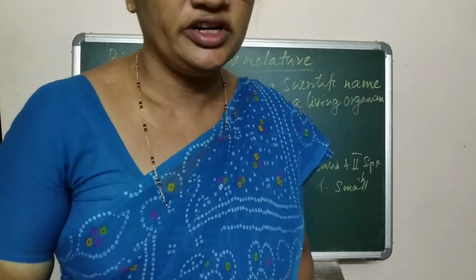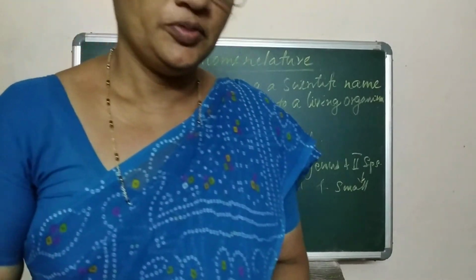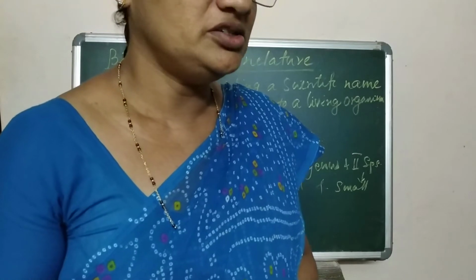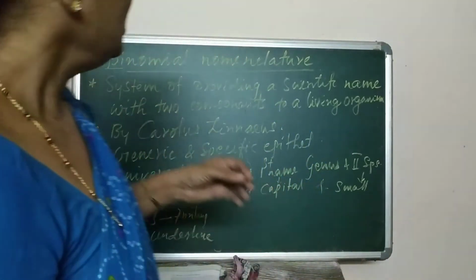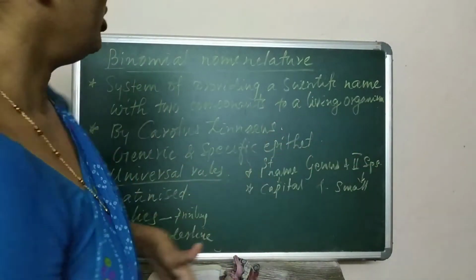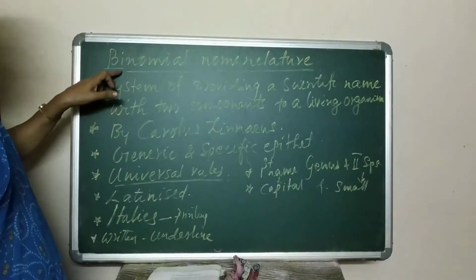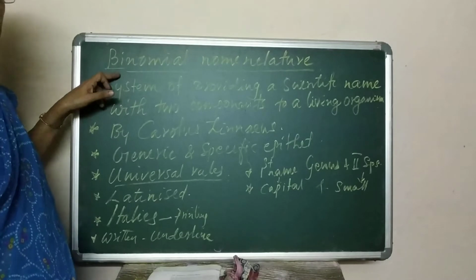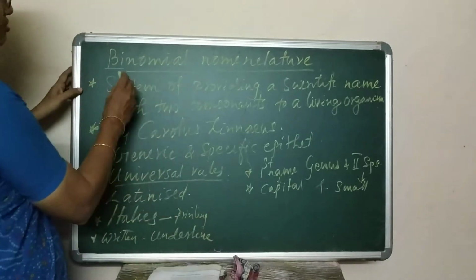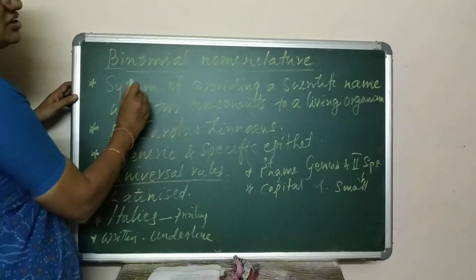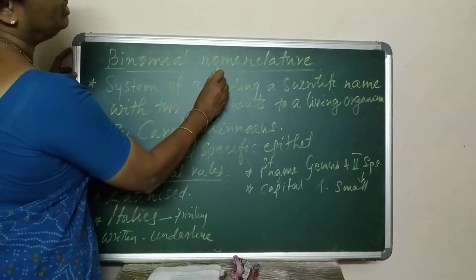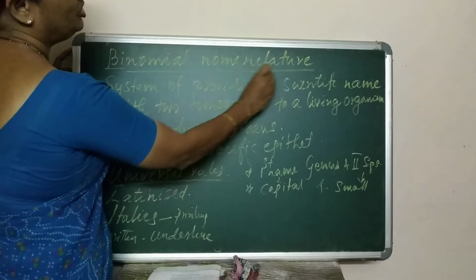Students, let us see what this binomial nomenclature is. You know that nomenclature means the naming of organisms, the process of naming living organisms. Here we use another word, binomial nomenclature. Binomial: bi means two, and nomial means names, so it consists of two names. Giving names is called nomenclature.